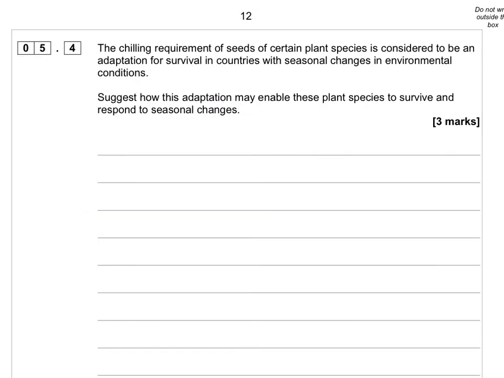Question 5.4, and it says the chilling requirement of seeds is considered to be an adaptation for survival with seasonal changes in the environmental conditions. Suggest how this adaptation may enable the species to survive and respond to seasonal change. It's 3 marks. So in a natural system, you want the seeds or embryos to remain dormant, so you don't want them to be active during the winter, so it allows them to survive the winter or cold.